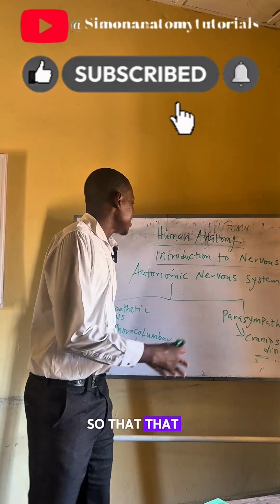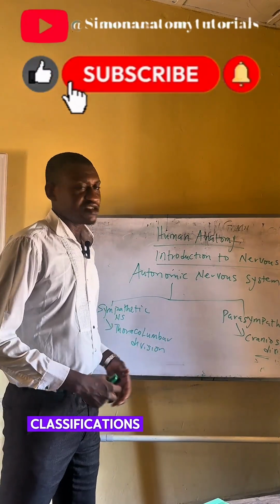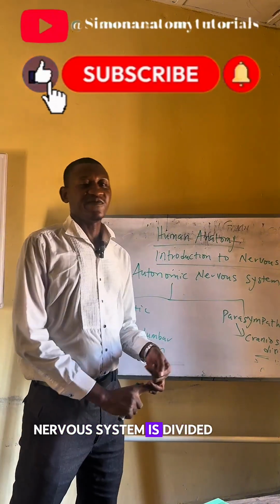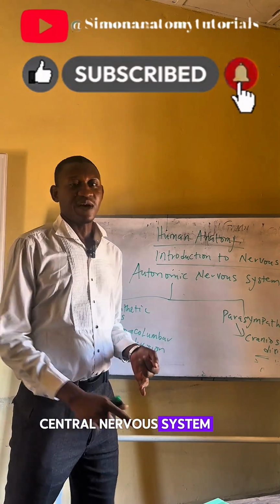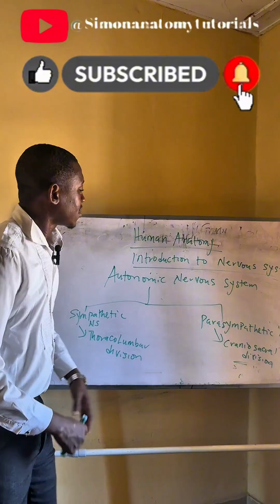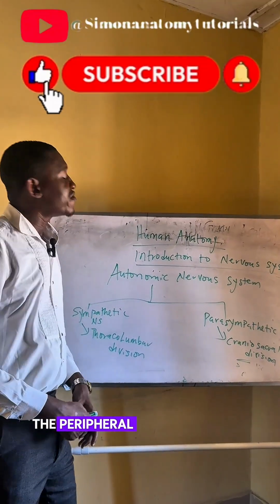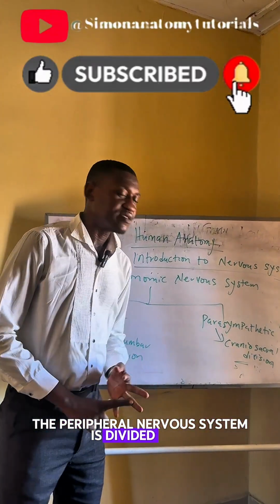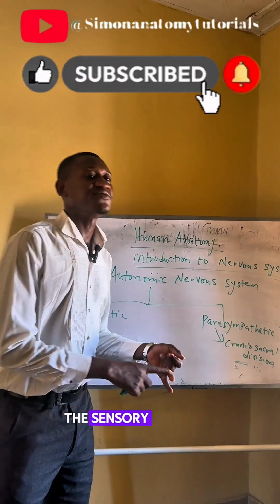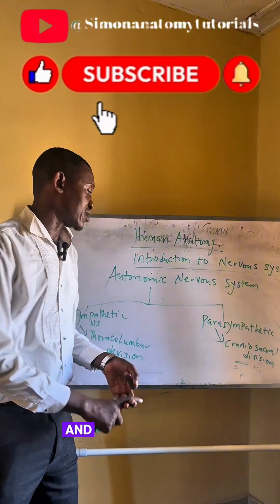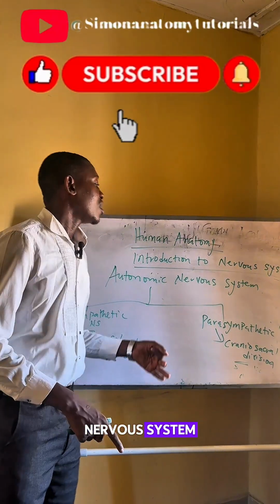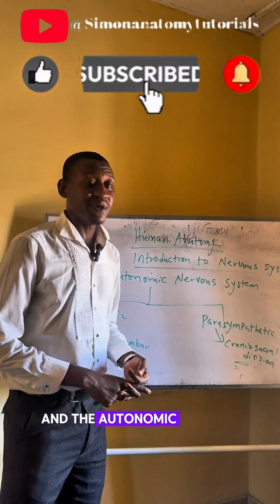So that is that with the classifications of the nervous system. The nervous system is divided into the central nervous system and the peripheral nervous system. The central nervous system is made up of the brain and spinal cord. The peripheral nervous system is divided into the motor system and the sensory system. The sensory system is made up of sensory receptors and sensory neurons, while the motor system is further divided into the somatic nervous system and the autonomic nervous system.